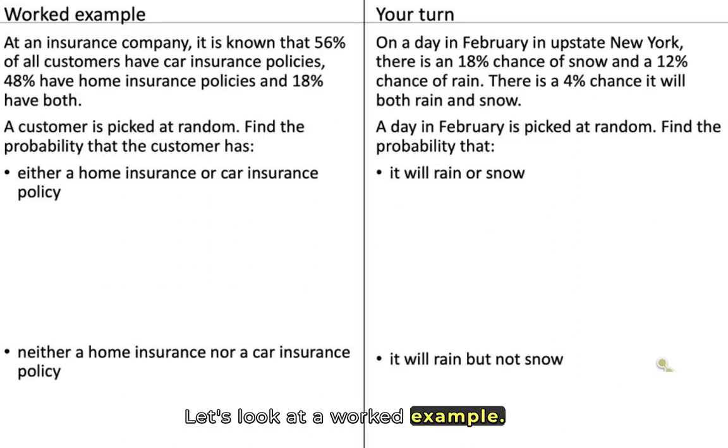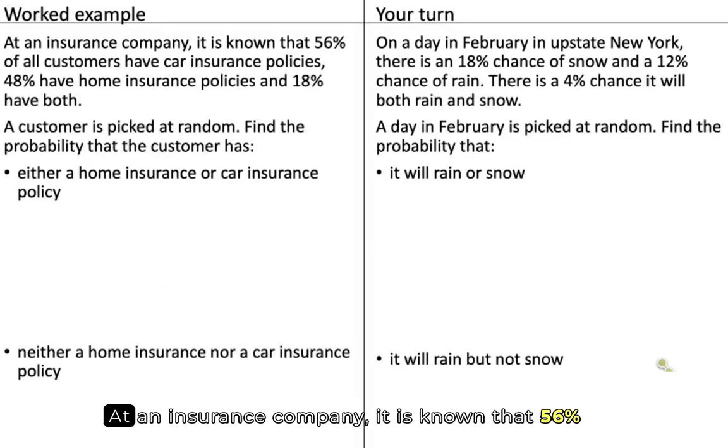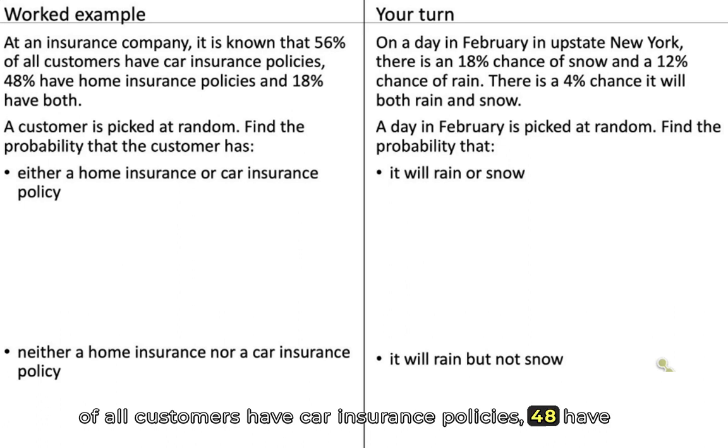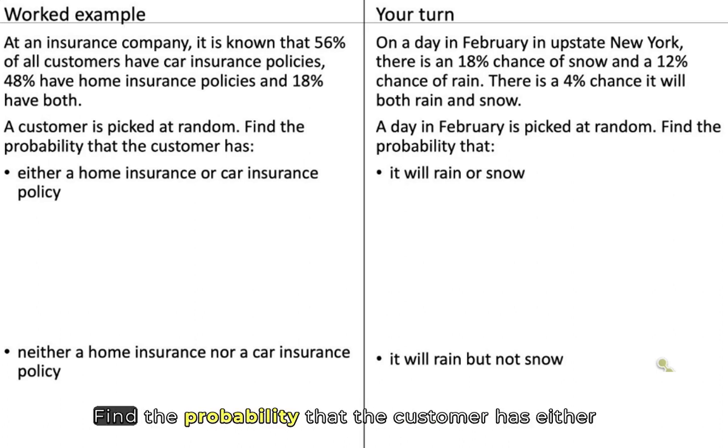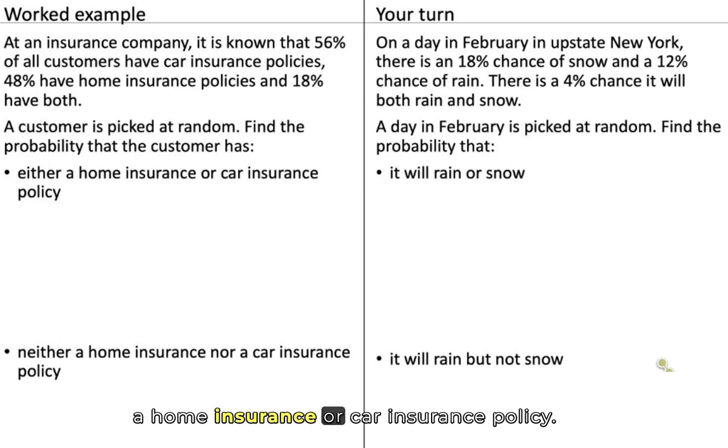Let's look at a worked example. At an insurance company, it is known that 56% of all customers have car insurance policies, 48% have home insurance policies, and 18% have both. A customer is picked at random. Find the probability that the customer has either a home insurance or car insurance policy.